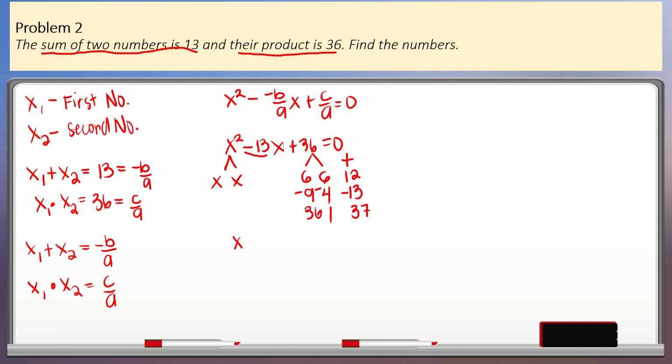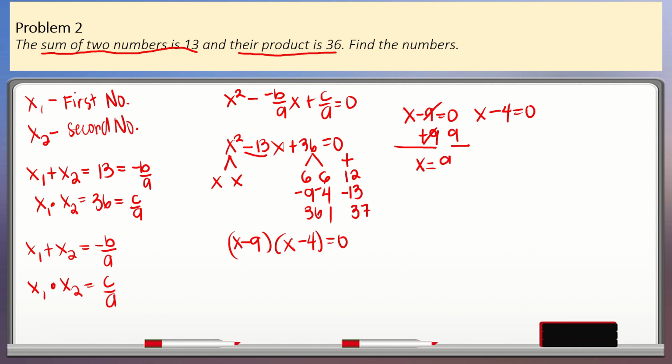So the roots, or the factors, are x minus 9 multiplied by x minus 4 is equal to 0. Then we apply the zero product property. We have x minus 9 is equal to 0 and x minus 4 is equal to 0. So we apply the addition property. We add both sides of the equation by positive 9. This is now 0. Then x is equal to 0 plus 9. We have x is equal to 9.